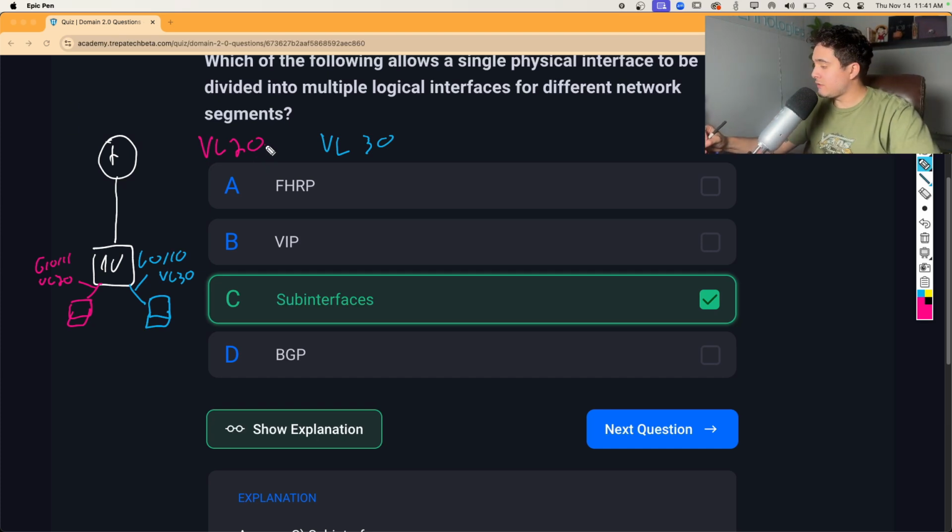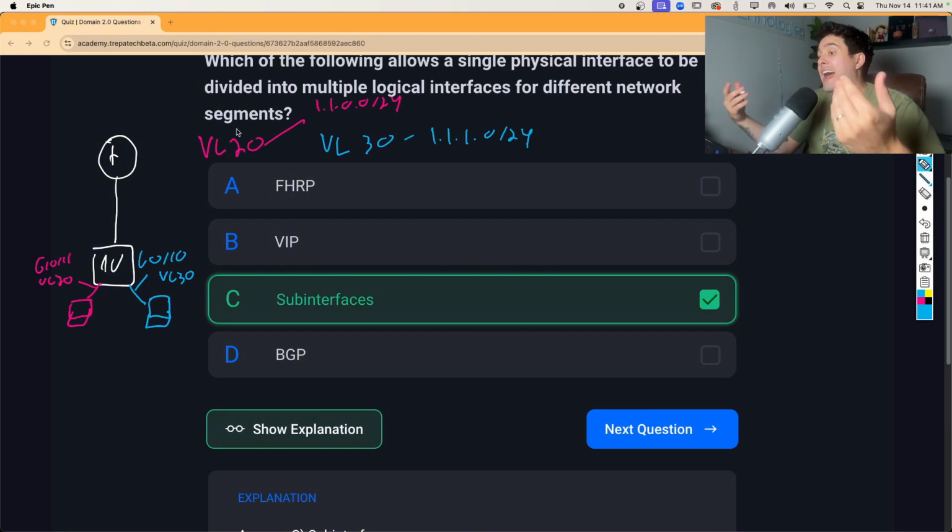Now, each one of these VLANs is going to be part of its own broadcast network, meaning it's going to have its own subnet. So for a default gateway in this scenario, we would technically need 2 interfaces. We would technically need 2 physical interfaces, where one interface on that router was for one subnet and another interface is for another subnet, because we know there's only one IP address per interface.